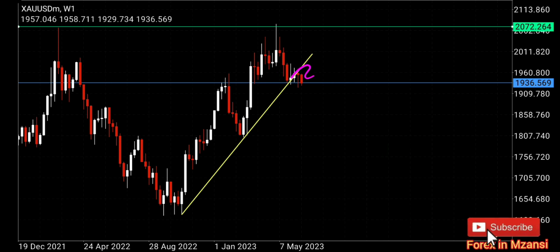But now let's look at this one here. So this is where we are. We had the price giving us a bearish pin bar, and then the next one was just a normal candlestick, and then a bullish pin bar.